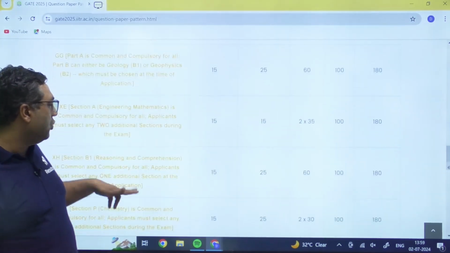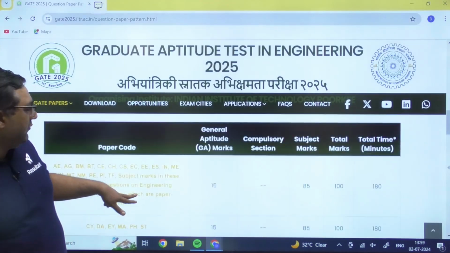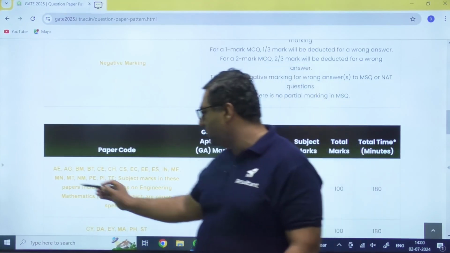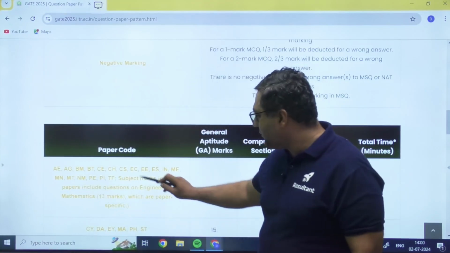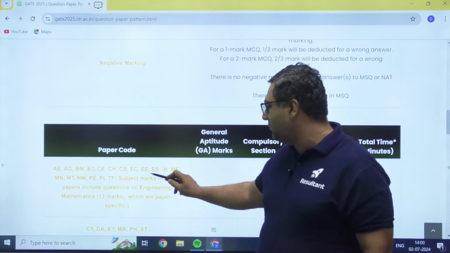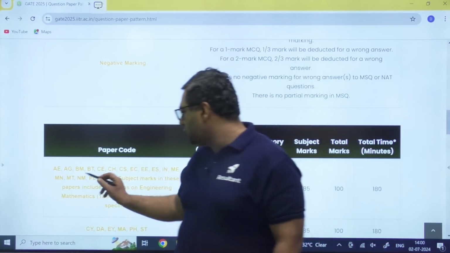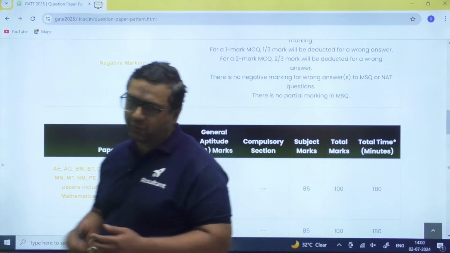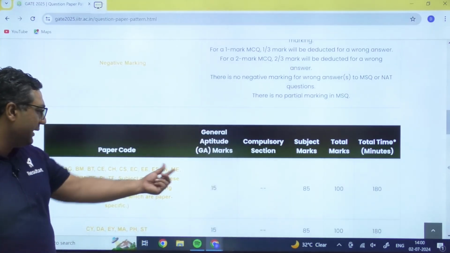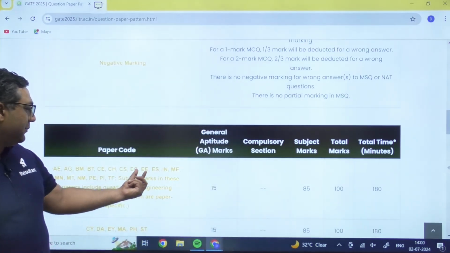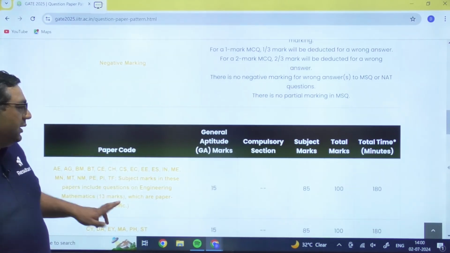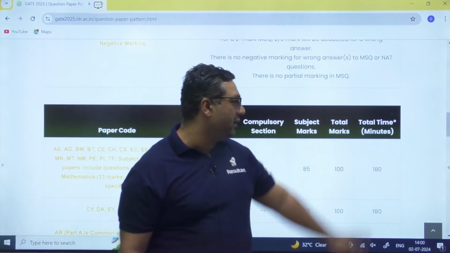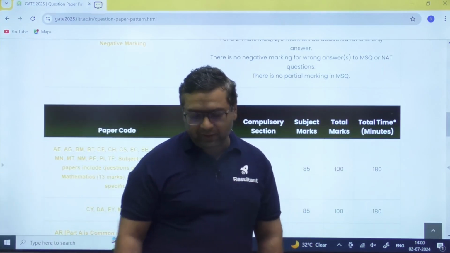All these are the things mentioned for each individual paper. Majorly, our discussion is going to be for these branches. The main ones are electronics, electrical, mechanical, and also civil. These are the main branches where the majority of students are going to appear. ME is for mechanical, EC is for electronics, EE is for electrical, and CE is for civil. Here it is fixed: 15 marks aptitude, 85 marks technical, total 100, and total time 180 minutes. It is a 3 hour paper.